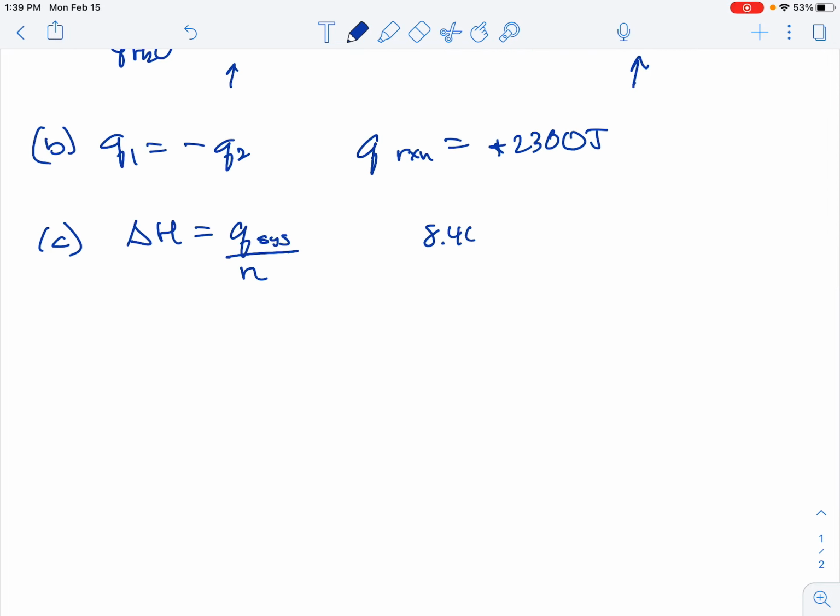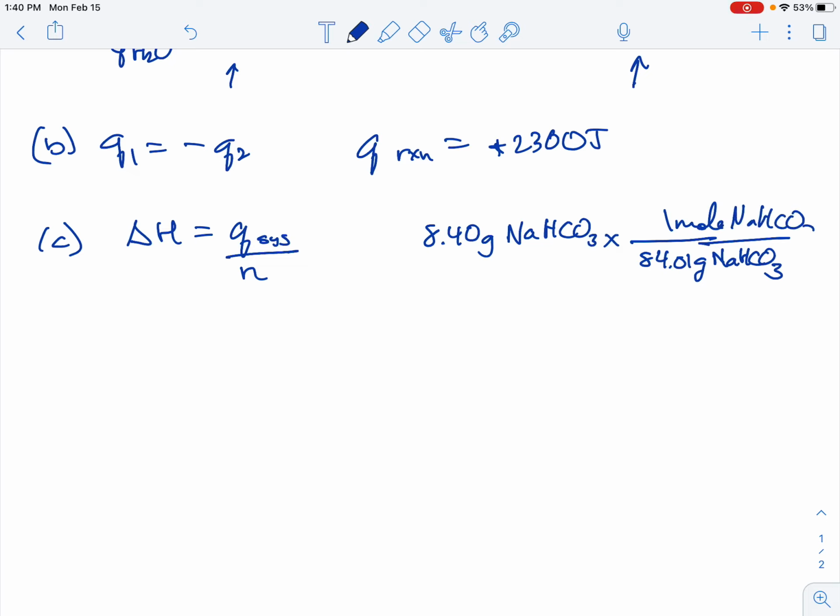We have 8.40 grams of sodium bicarbonate. The molar mass of sodium bicarbonate is 84.01 grams per 1 mole of sodium bicarbonate. All right, so that's going to come out to be 0.100 moles sodium bicarbonate.